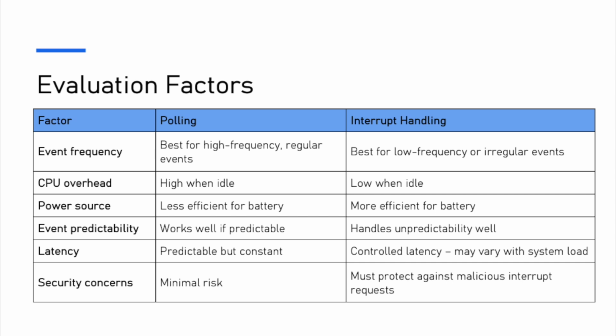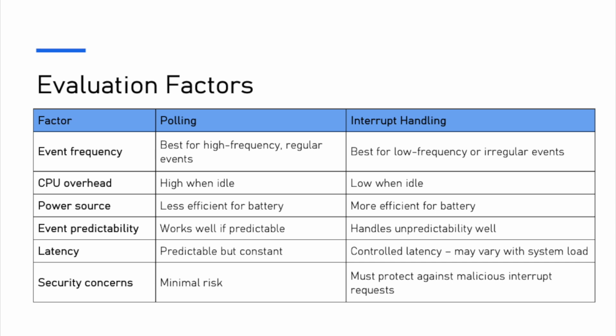Event predictability refers to how predictable the timing of events is. In systems where events occur at known regular intervals, polling is an effective method, but in systems where unpredictable events occur, interrupts are superior. Controlled latency refers to the ability to have predictable and manageable delay between an event's occurrence and the system's response to it.